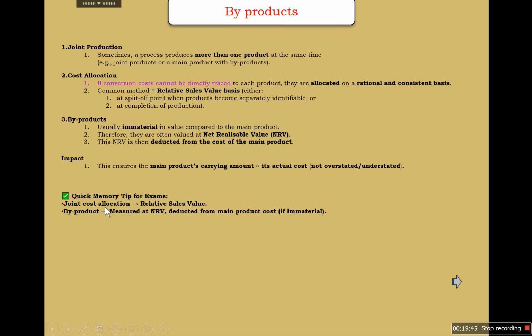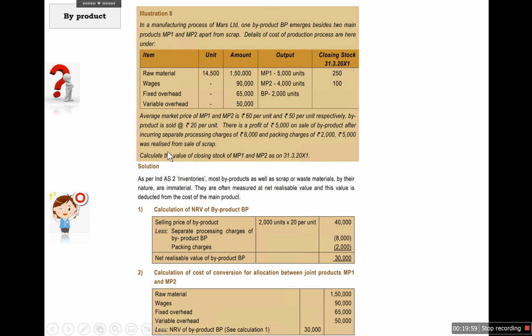So in case of joint cost allocation, we need to use the relative sale value, and by-product we need to measure at NRV and deduct from the main product if it is immaterial. Let's take one example.